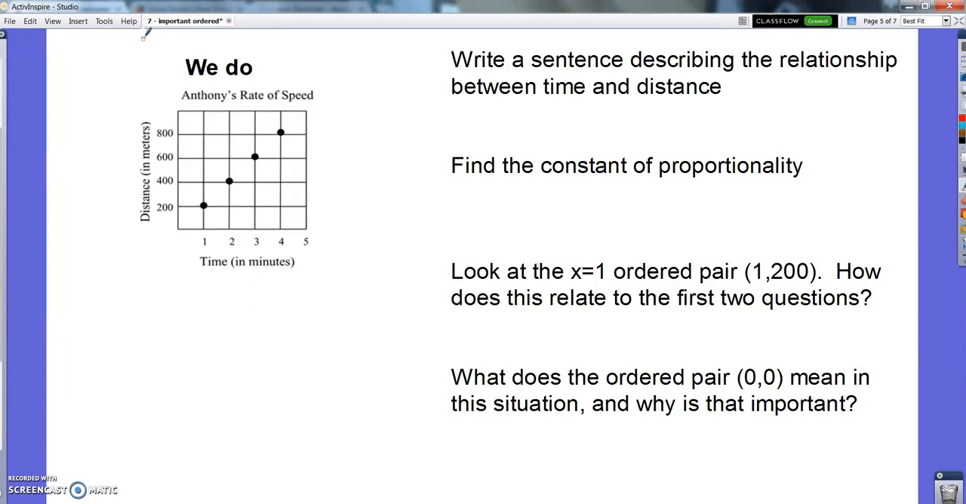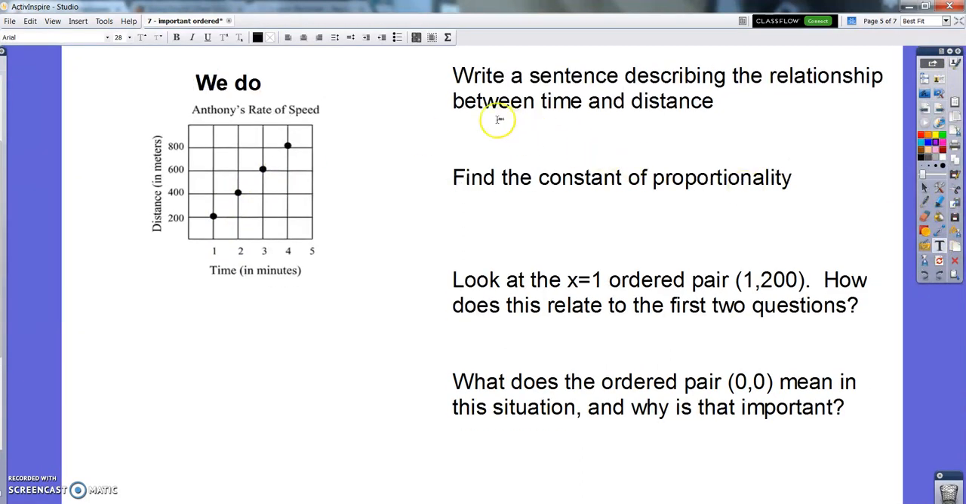All right. So write a sentence describing the relationship between time and distance. So when I look at his running, every time I add 1 minute, he goes 200 meters. 1 minute, 200 meters. So a couple sentences I could write would be, Anthony runs 200 meters each minute. That's a unit rate.